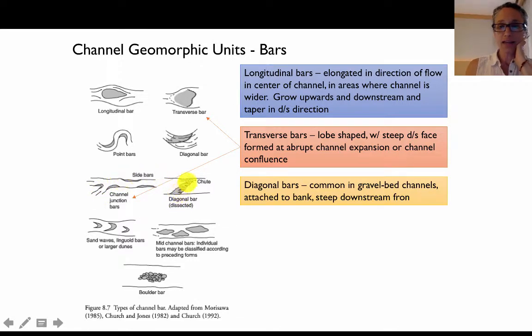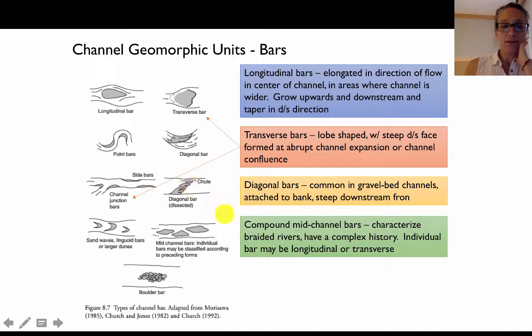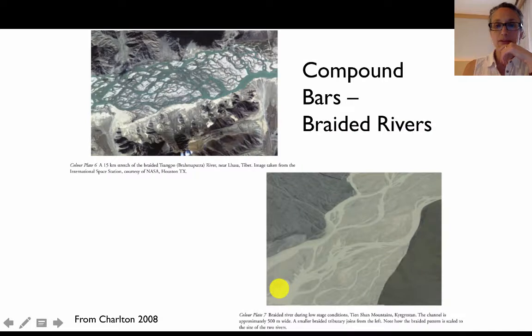We can get diagonal bars. These are more common in gravel bed channels. They tend to be attached to the bank and steep, also have a steep downstream face. Mid-channel bars in braided rivers tend to be what we call compound bars, where you have both erosional and depositional processes that are forming the bars. And an individual bar may have more of a longitudinal shape or have more of a transverse shape.